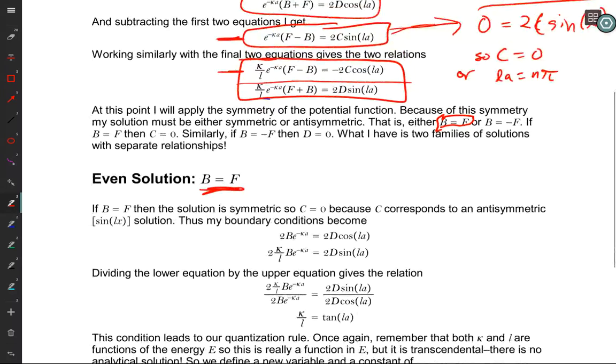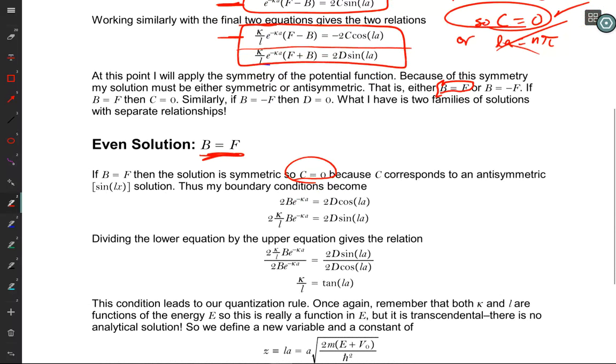I do say here, it's going to have to be the case that C is 0 because sine is an anti-symmetric function. For a symmetric solution, you can't have an anti-symmetric one. So C has to be 0. So we did not have this quantization because it had to be C equals 0 for it to be even.